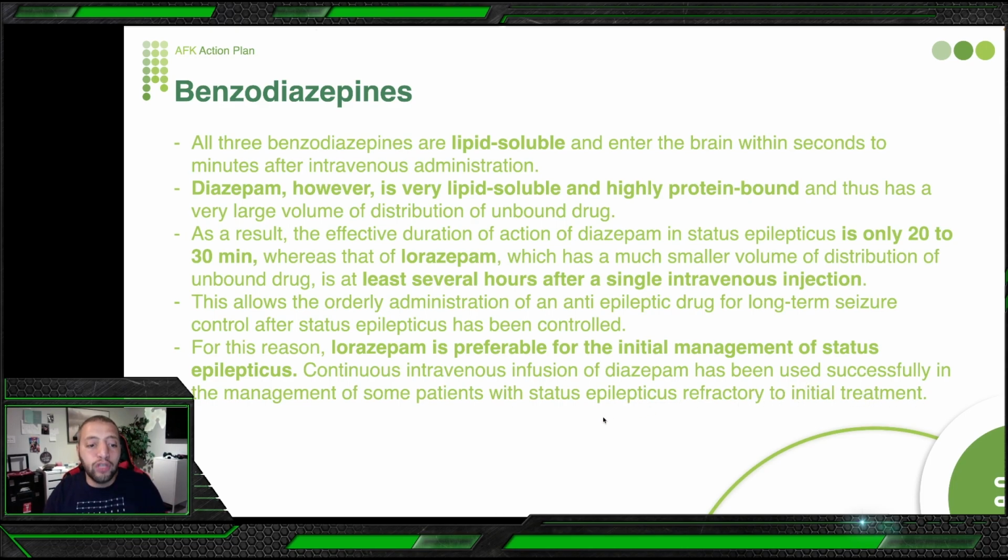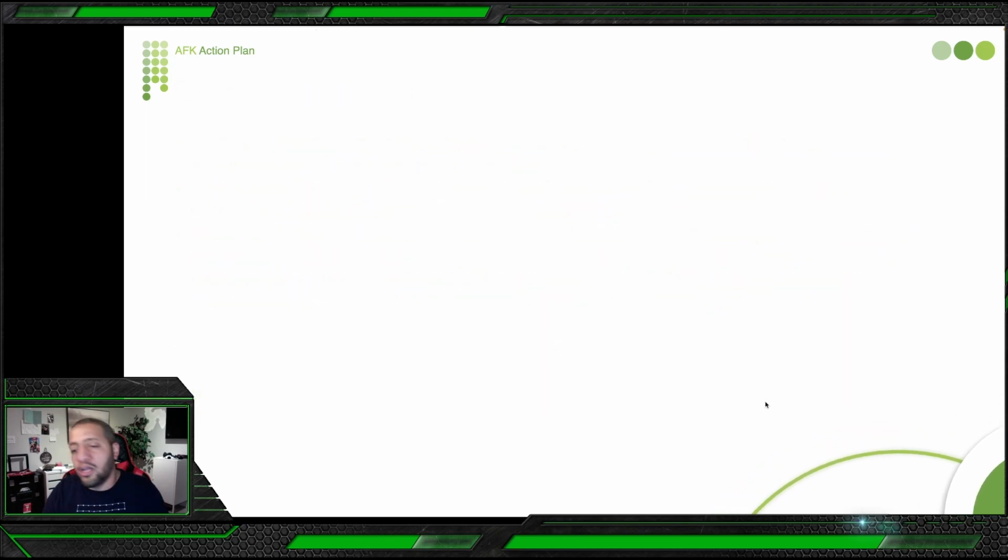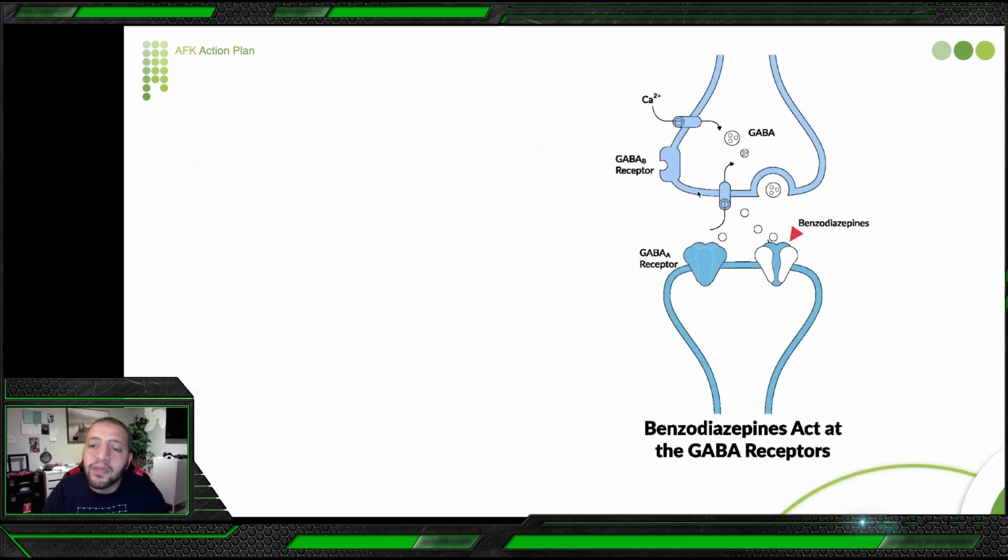So the drug we are not going to use first is diazepam, as we said, but we can use it for a refractory patient if the first treatment is not working. But how does it work?